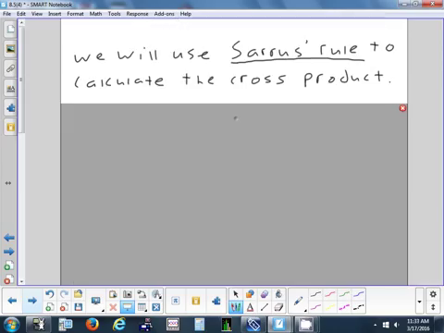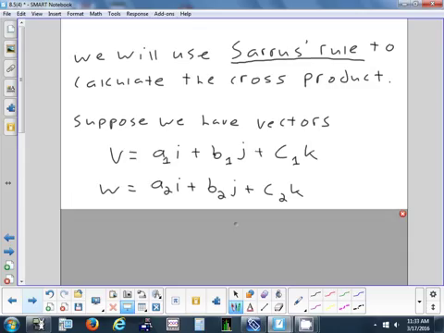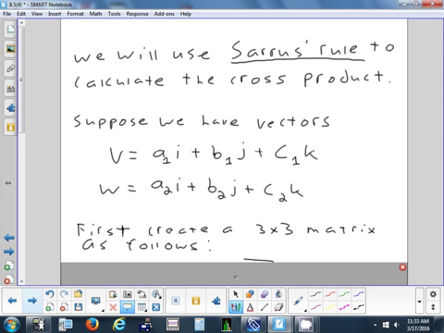Okay, the way we're going to do a cross product, there's many ways to do it, but we're going to use what's called Sarrus's rule. Sarrus's rule is basically a way to set up the problem using a matrix style. All right, so these would be our two vectors. All the a's, b's, and c's would be numbers. For now, we'll just leave them generic.